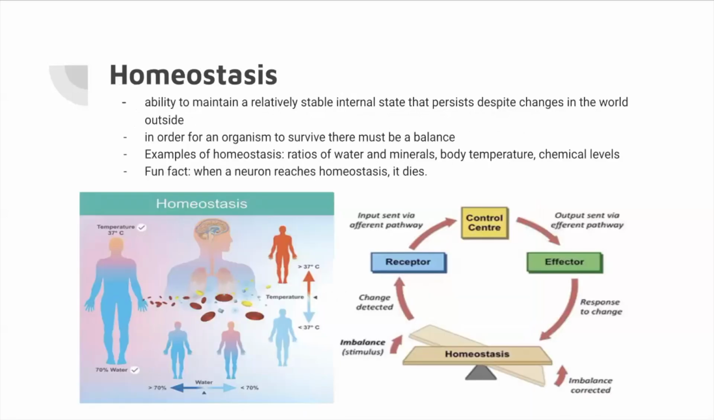So, homeostasis is defined as the ability to maintain a relatively stable internal state that persists despite changes in the world outside. And a common model used to refer to cells is the fluid mosaic model. And this is really important for maintaining homeostasis and cellular regulation, since the membrane in a cell is fluid, which helps in transport while still holding the cell components together.